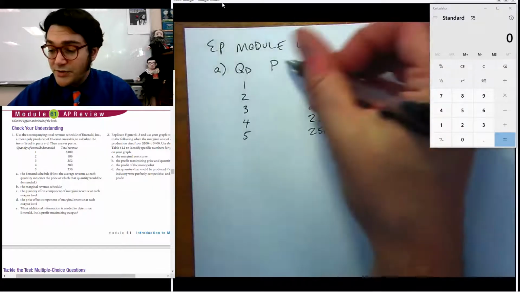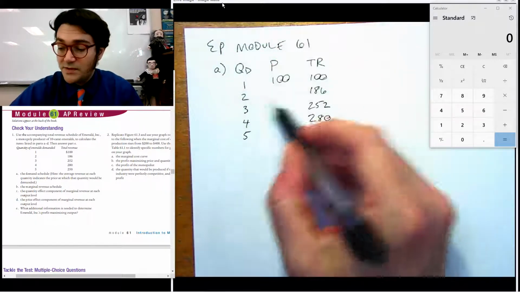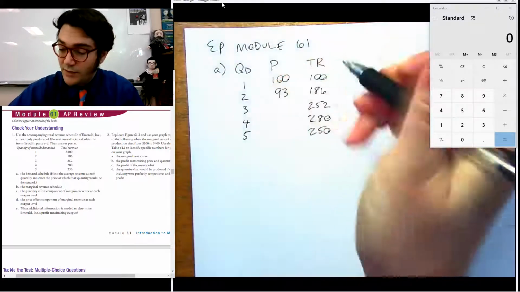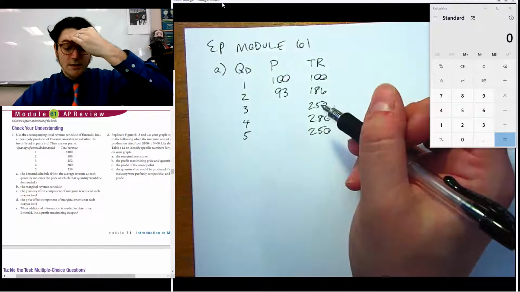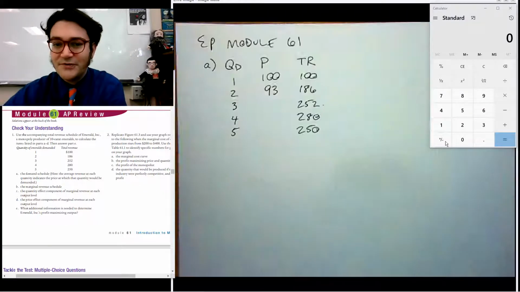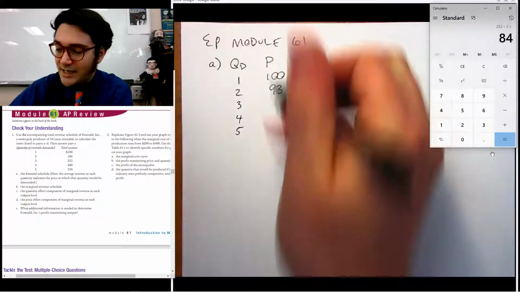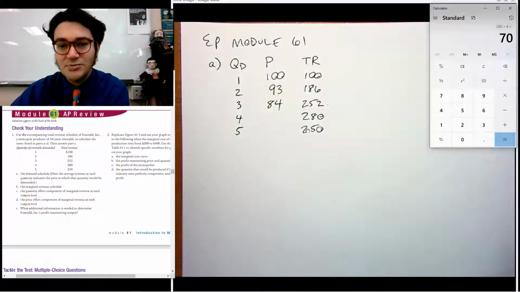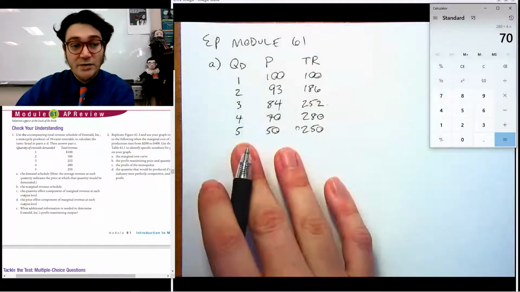And so really we just know that price times quantity gives us total revenue. So we know the price of the first one has to be 100. 2 times something gives us 186, so that's 93. 3 times something gives us 252. I knew I had a calculator for a reason on this one. So that's 84, and I think this is actually what they were telling us with the hint. That would be much easier, right? Number 4, that's 70. And then this last one is 50. So that's our prices and our quantity demanded. So we've done part A.